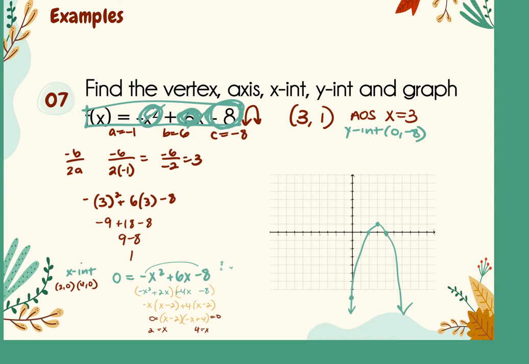Yep. How did you get the starting point again? The negative b over 2a. Is that what you mean? Like my vertex? What did we get for the vertex? It was 3. (3, 1). Yep. So negative b over 2a gave me the 3, and then I plugged the 3 back in and got the 1. Okay.